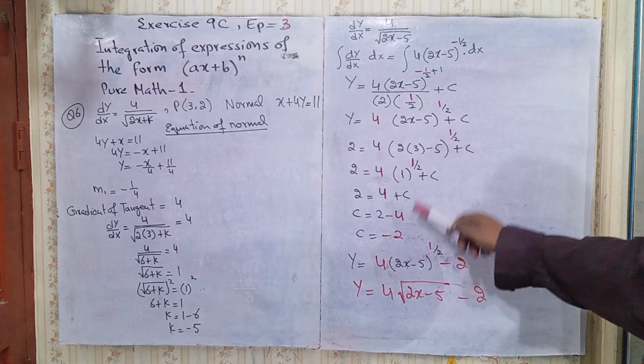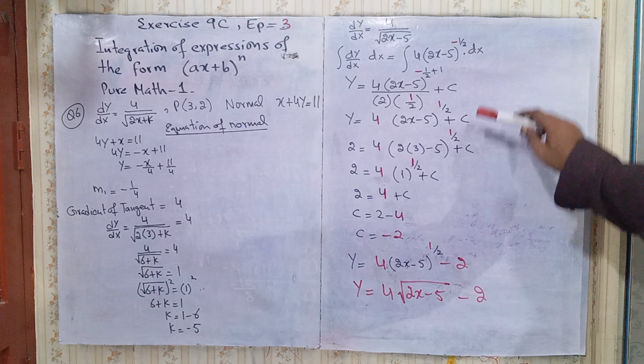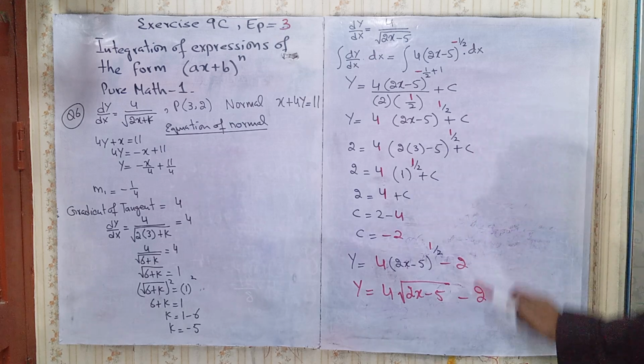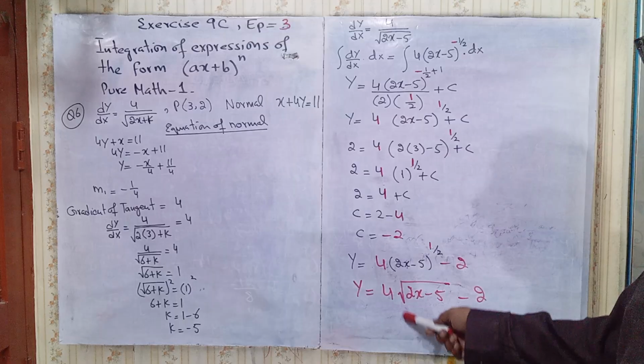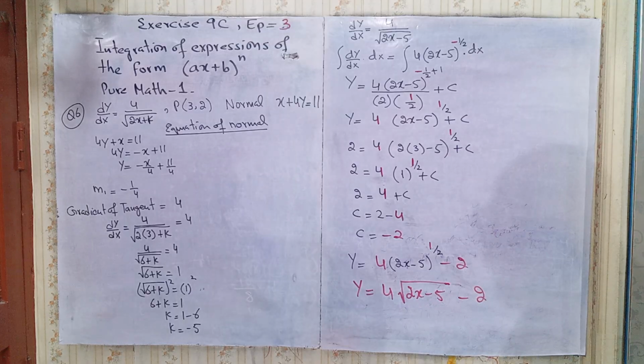So once you know the value of c, the equation of the curve, put the c value here, minus 2. So this raised to the power 1 by 2 means square root. So y equals 4 square root of 2x minus 5 minus 2. So this is how you will do question number 6.